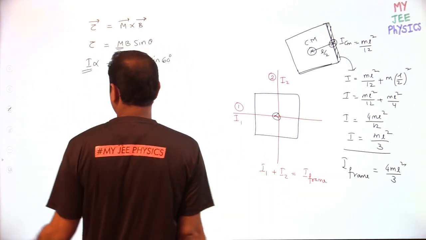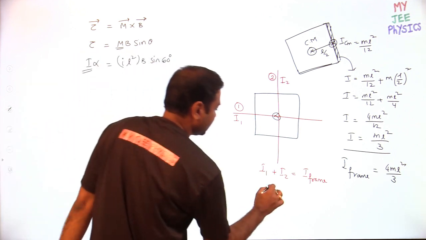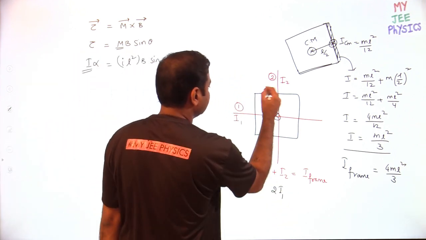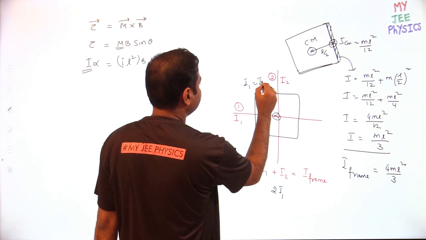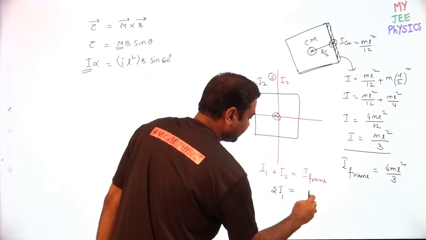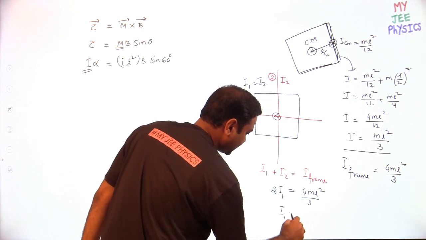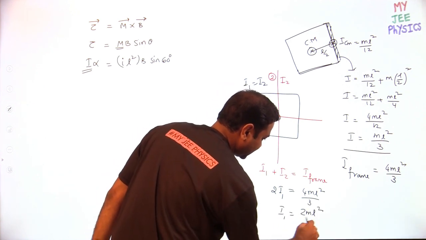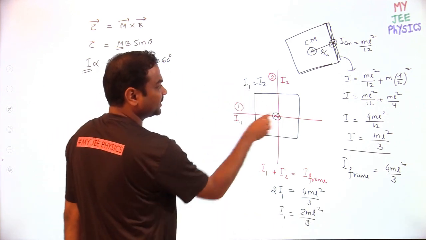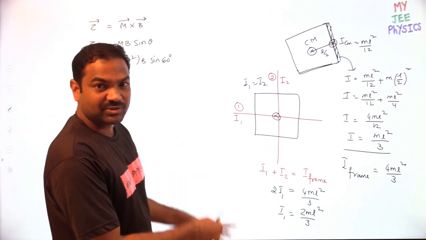Here I1 and I2 are both equal, so I can write 2 I1. So 2 I1 is equal to I of the frame, which is 4ML² by 3. Then I1 is equal to 2ML² by 3. But this is I1, and we still haven't reached the question.